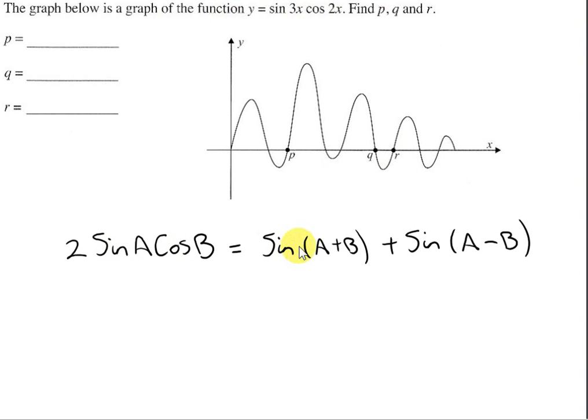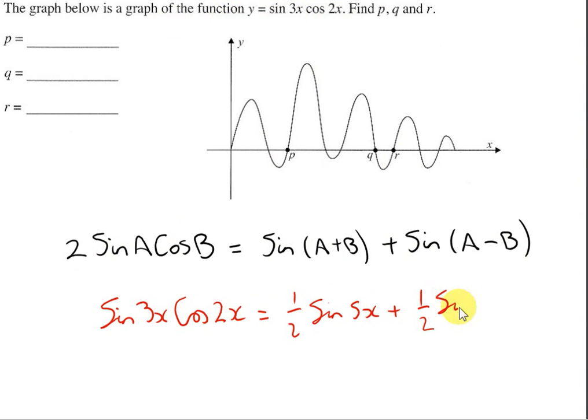2 sine a cos b is sine of the sum of the angles plus sine of the difference of the angles. So we can rewrite this product of sine and cos functions as a sum of sine functions. Well, first of all we have to divide by 2, but comparing we can see that a is 3x and b is 2x. So sine 3x cos 2x equals half of this thing. Divide by 2. So we have a plus b, 3x plus 2x is 5x. And then we have a half sine a minus b, 3x minus 2x is 1x.